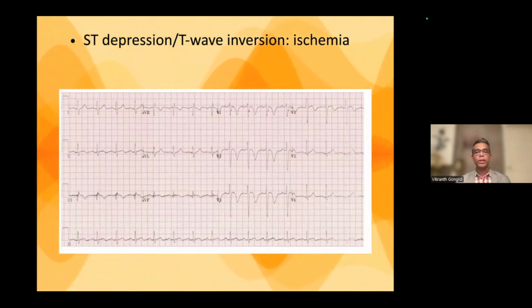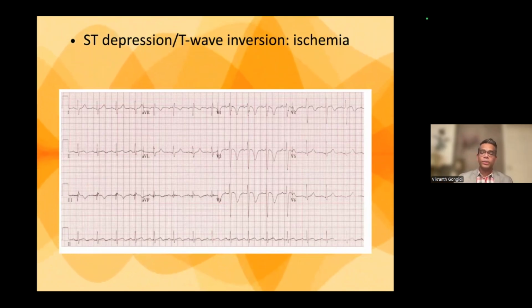Here's an example of an EKG that shows the ST segments are fine, but the T waves are inverted. And again, this is suggestive of ischemia as well, because a normal T wave is an upright T wave.